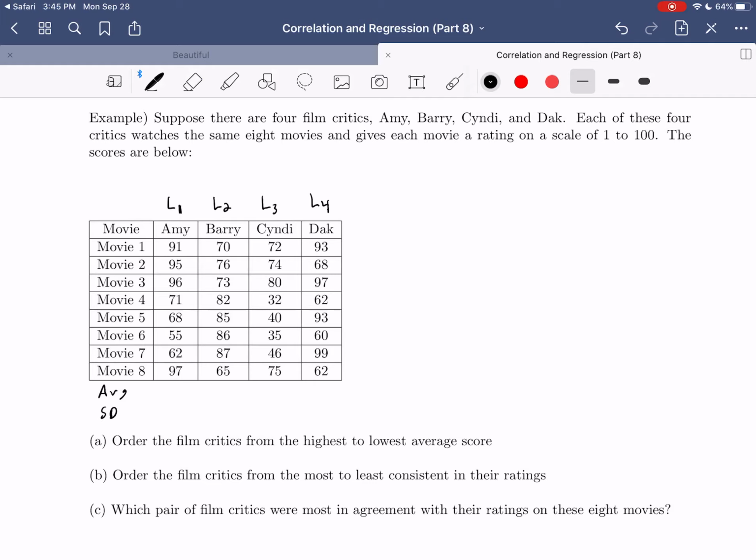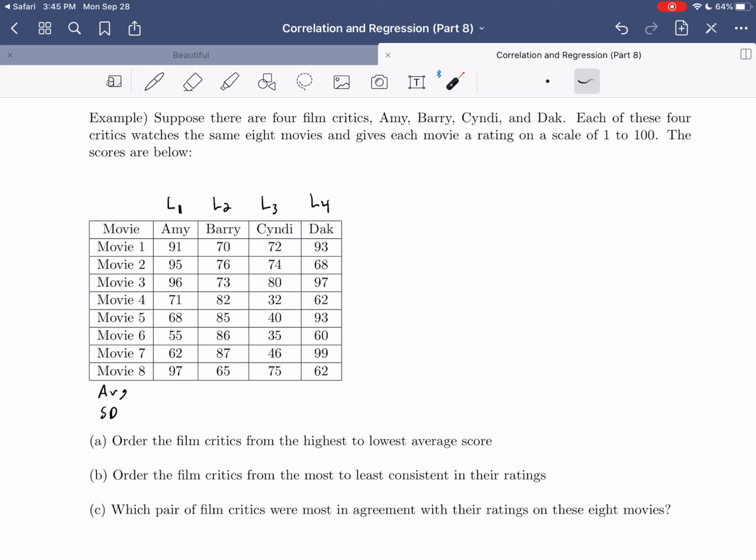If you're following along on your calculator, go ahead and put all of Amy's scores into L1, so 91, 95, 96, 71, 68, 55, 62, 97. In L2, all of Barry's reviews, so 70, 76, 73, 82, 85, 86, 87, 65. In L3, all of Cindy's ratings, 72, 74, 80, 32, 40, 35, 46, 75. And then finally, in L4, all of Dak's ratings, 93, 68, 97, 62, 93, 60, 99, and 62.